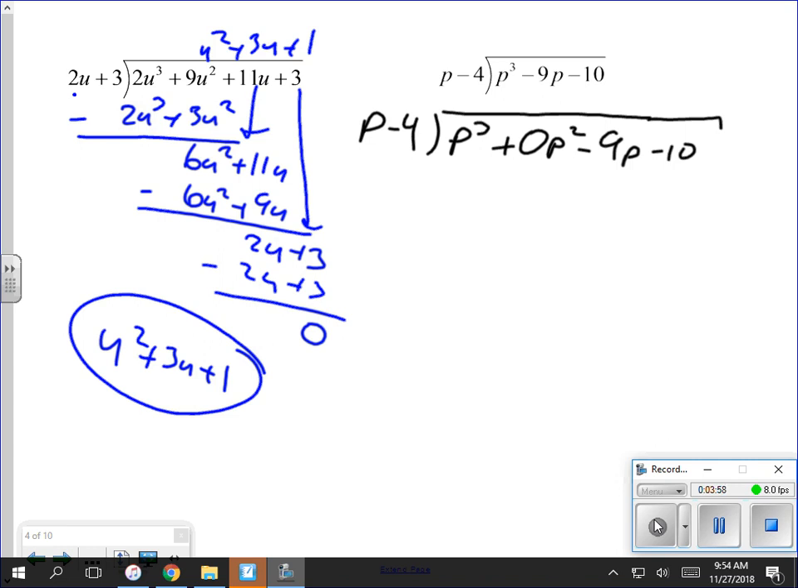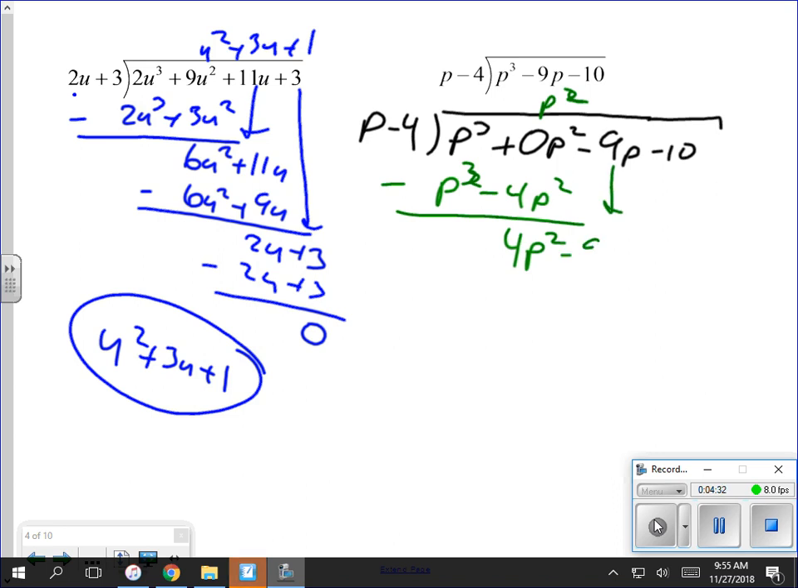Okay? Now I do my dividing. I use p. p goes into p cubed p squared times. p cubed minus 4p squared. Subtract: 0 minus negative 4p squared is, what do I get? Positive 4p squared. This is the one thing that was messing up a lot of people yesterday.